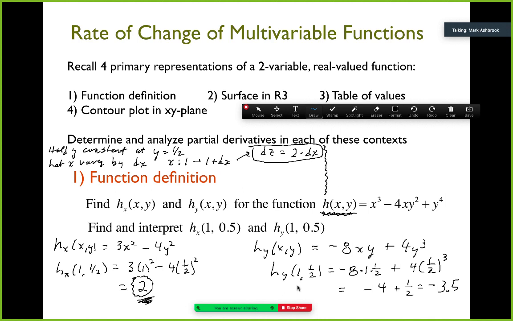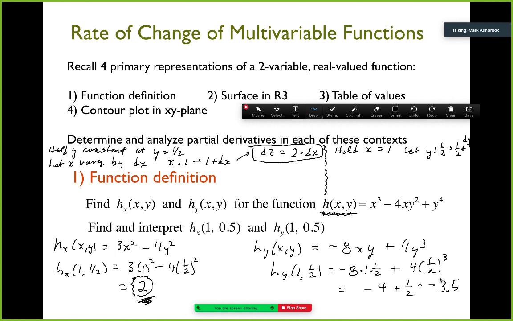Now we're going to analyze what's going on with z with respect to y. So what does that mean for x? What will we do with x here? Oh, x constant at 1. We're going to hold x at 1, and then we're going to let y change, starting from 1/2 to 1/2 plus dy. So we have a change. We're going to increase y a little bit.